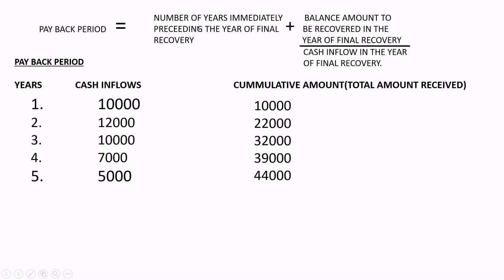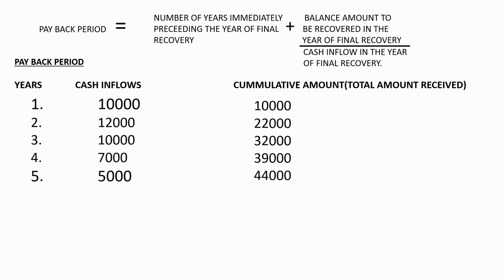So in this formula, the first part says that I need the number of years that is immediately preceding the year of final recovery. What does it mean? It depends on how much amount I have invested in a project. I have invested 40,000 rupees. So you can say that till the first year I have received 10,000 rupees, second year 22,000, third year 32,000 rupees, and in the fourth year in total I have received 39,000 rupees, while I invested 40,000 rupees. And in the fifth year in total I have received 44,000 rupees.